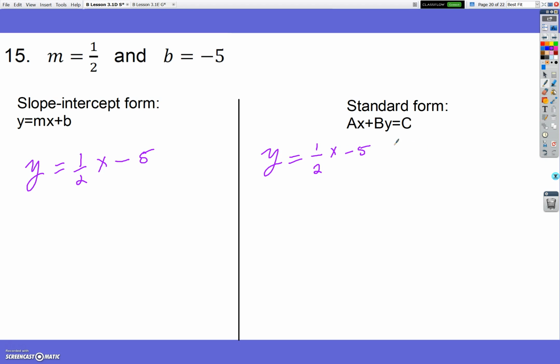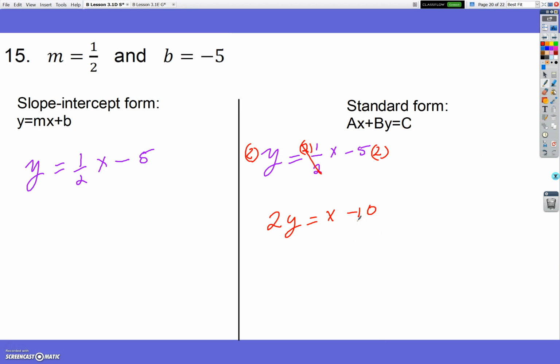So there's a few ways we can do this. The first thing that I personally like doing is getting rid of any fractions that I see. This one obviously has a fraction, so what I need to do is a fraction buster. And I can do that by multiplying each and every term by 2. If I multiply each term by 2, I would have 2y is equal to 1/2 times 2 is just 1, and 1 times x is just x, minus 10.